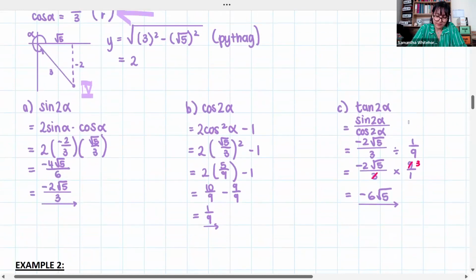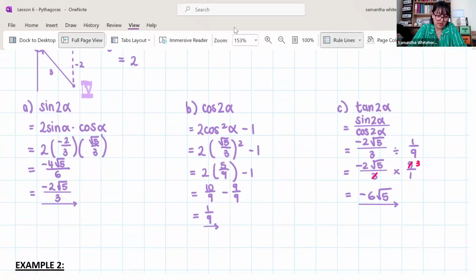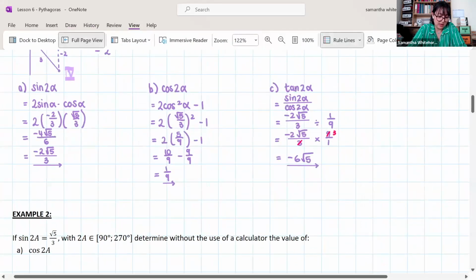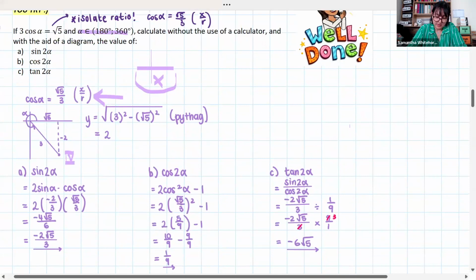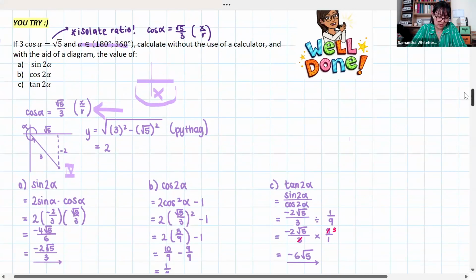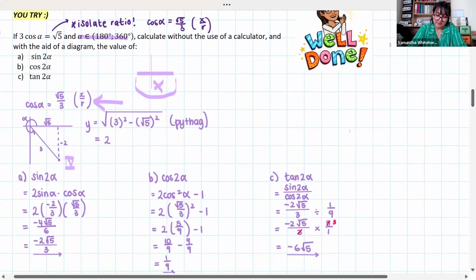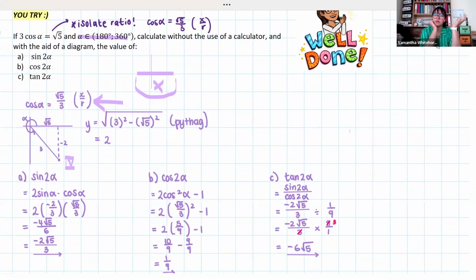Very similar to what you already had in the example that we did together, or that I did. And now you are able to go and work out the ratios that you want. I'm just trying to get this all in one go. Okay, there we go. So for the first one, sine 2a, you apply your double angle formulae, and you get -2√5/3.